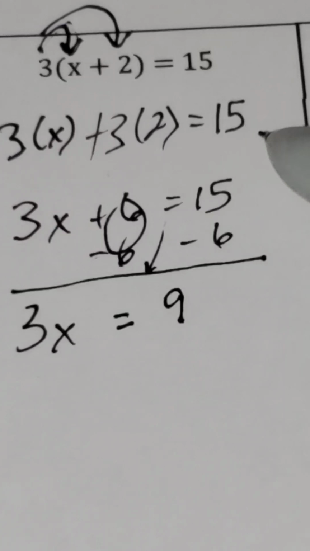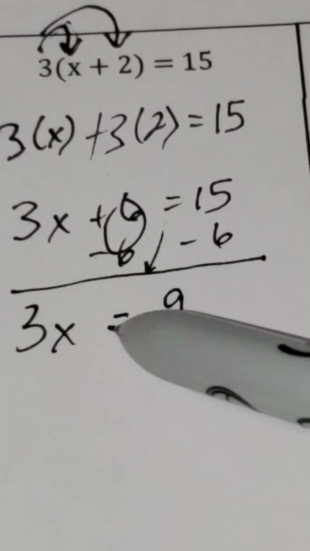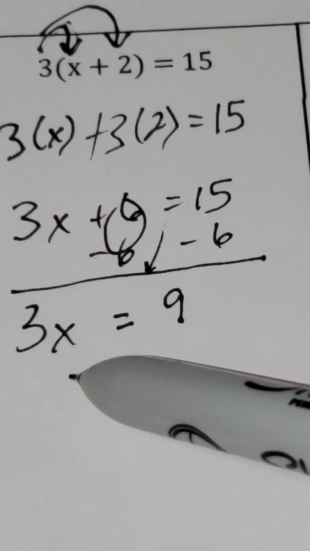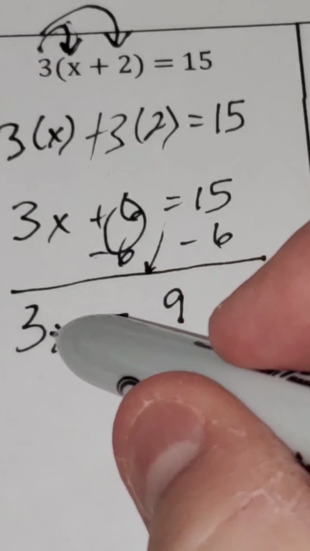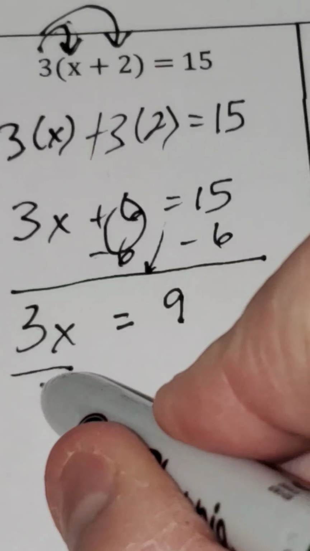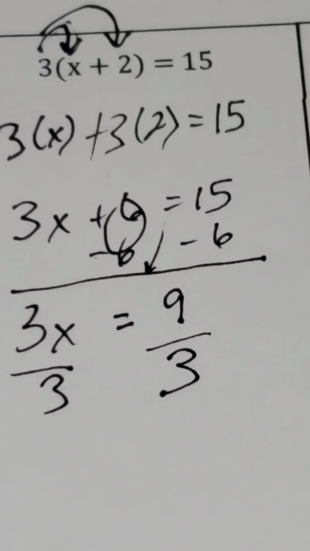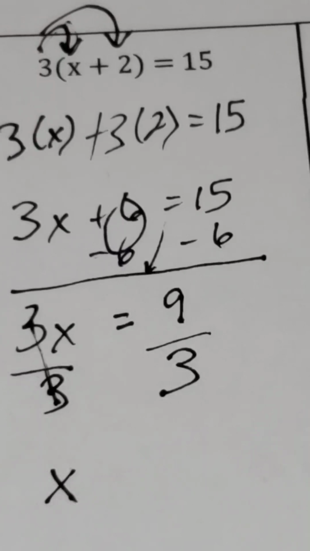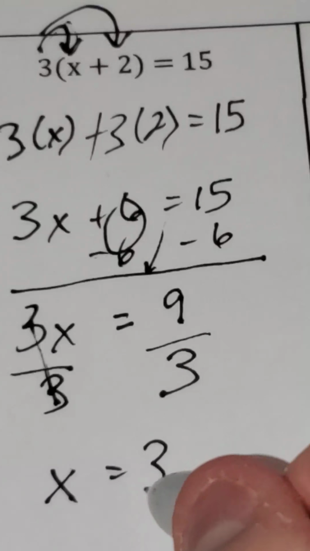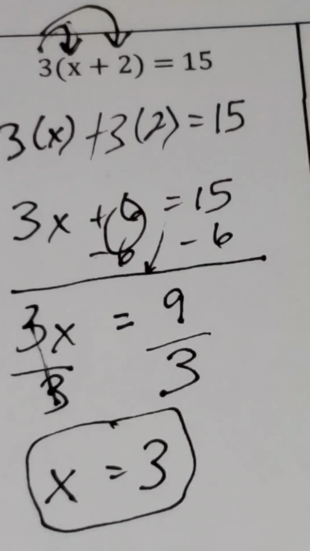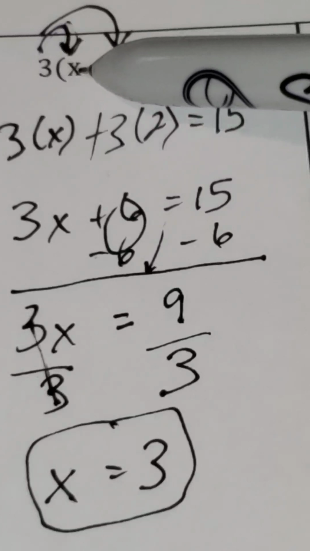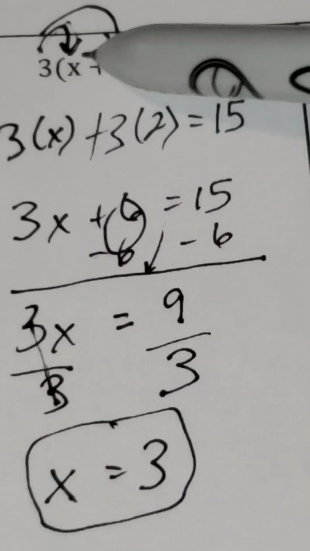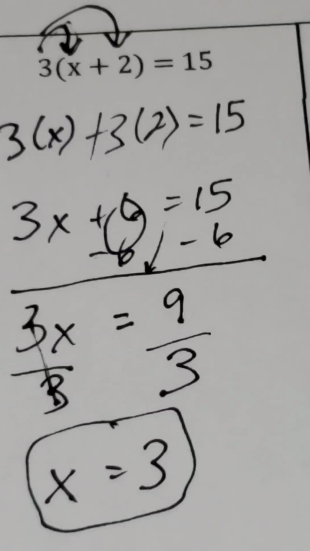Now, once I get done with getting rid of the addition and subtraction parts, all that's left here is multiplication on this side. This is 3 times x, and the way to get rid of that 3 is simply to divide both sides by 3. 3 divided by 3 is 1, so I have 1x. 9 divided by 3 is 3, and we have an answer. Now, if you wanted to test this, you can put it back up top. 3 plus 2 is 5. 5 times 3 is 15.